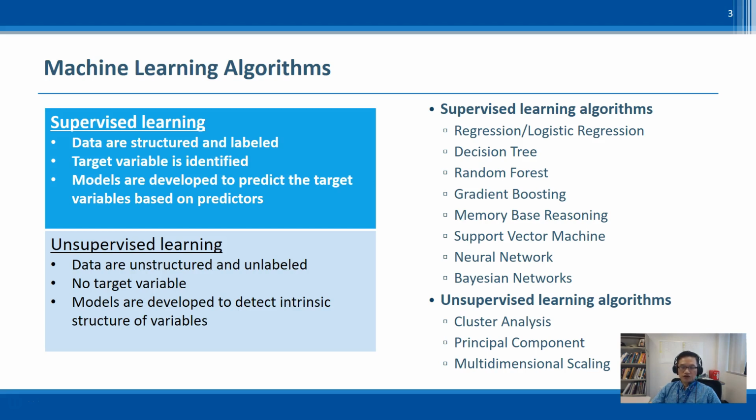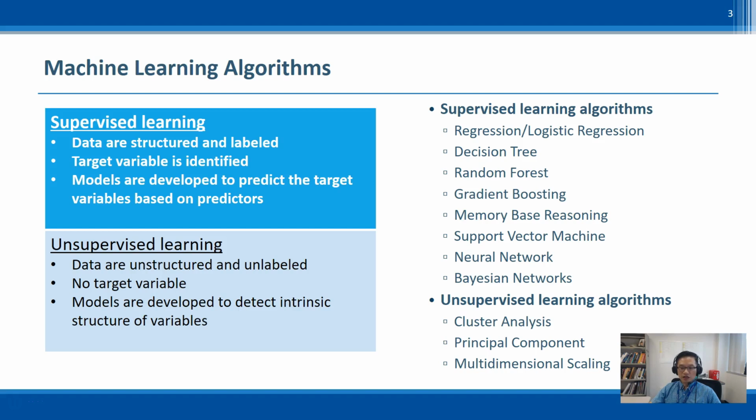Examples of unsupervised learning algorithms might include cluster analysis, principal component, or multi-dimensional scaling. These algorithms can be used to group individual cases by similarity or detect underlying factors from data. Again, the foundation behind these algorithms is the same as multivariate statistics, but they will be performed at a larger scale with much larger datasets.